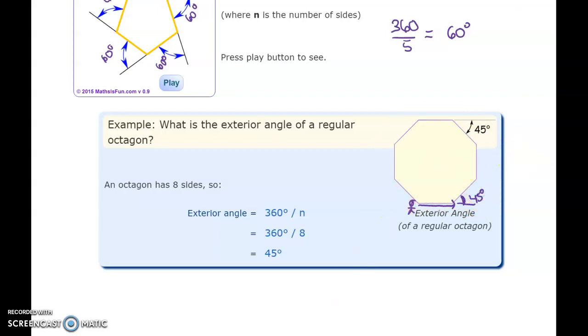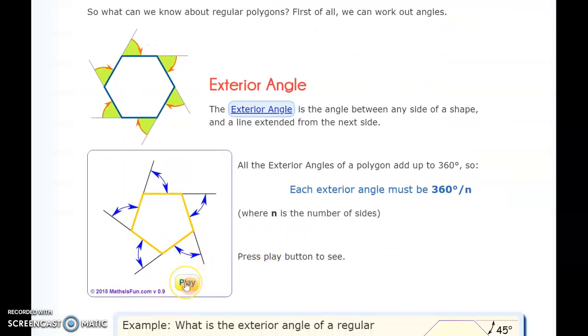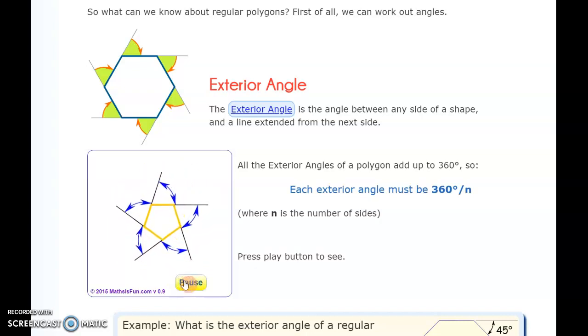I'm just going to quickly show you using this website. It has this really great video for you to see. So see here all the exterior angles of that pentagon. So what happens is that if you close that and make the pentagon really small, look at what happens to all those exterior angles. They form a circle, and a circle has what angle? 360 degrees rotation.